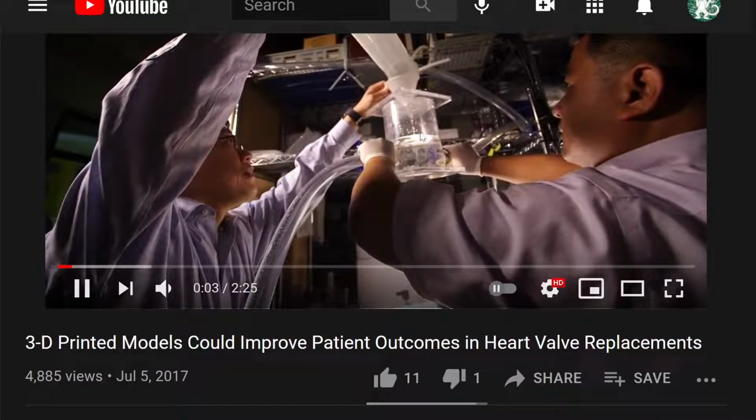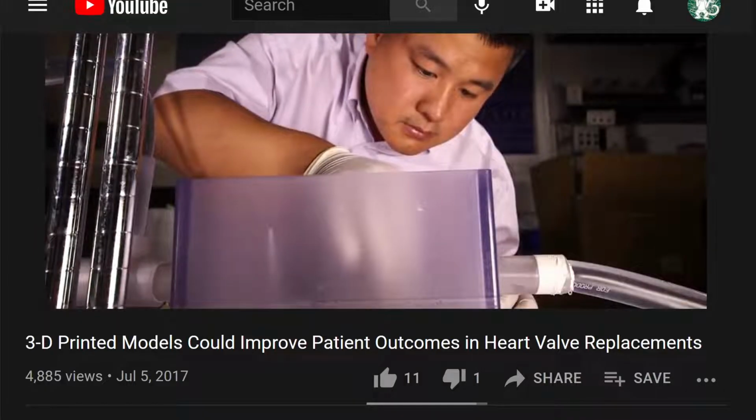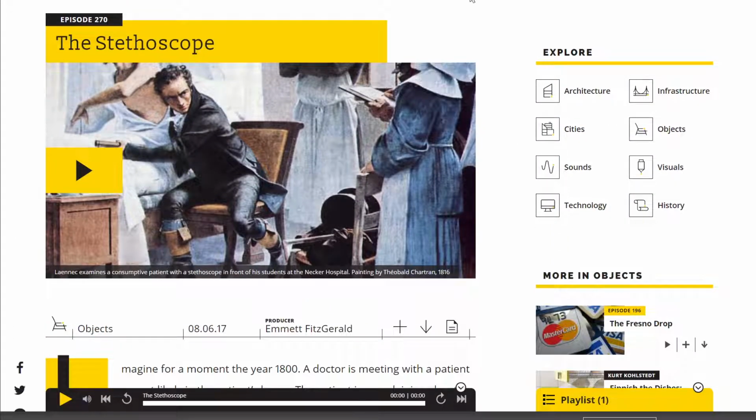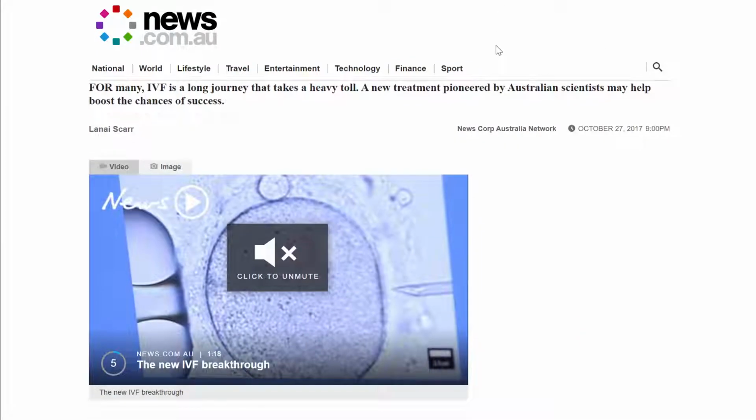About 2 years ago, we were approached by a group of surgeons. And so it's valves. This is a podcast on the stethoscope.